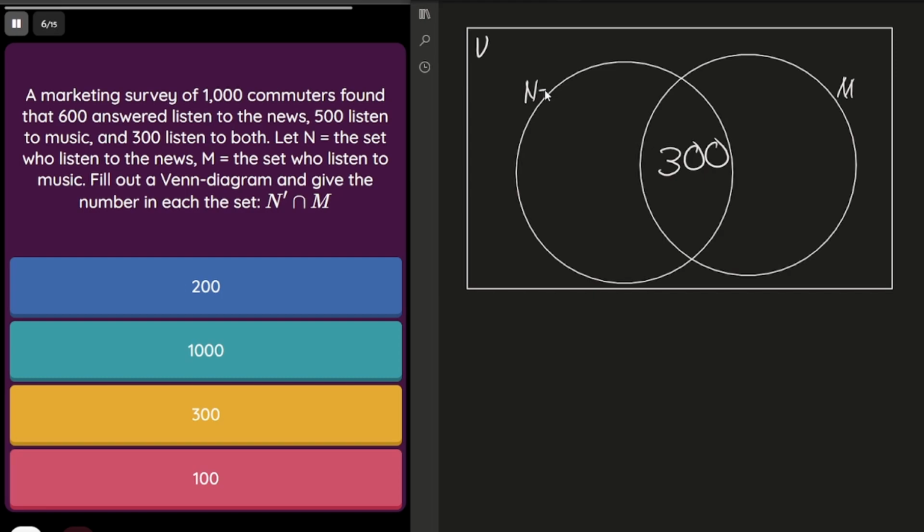The total number of people listening to the news is 600. The total number of those who listen to the music is 500. Those who listen to news only is 600 minus 300. That gives us 300. 500 listen to music. Of those 500, there are 300 people who are also listening to the news. So there are 200 people listening to music only. The total number of people surveyed was 1,000.